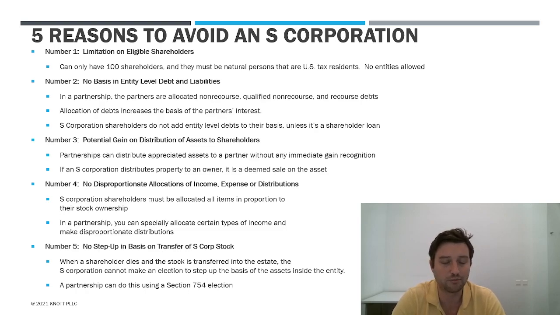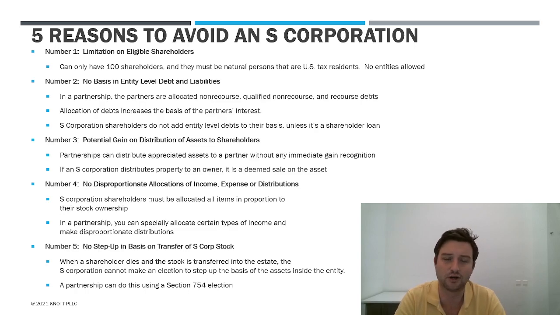Okay, so in a partnership context, if you have property, let's say a piece of real estate, and it's appreciated in value, you can actually transfer that property out, so distribute it out to an owner, and there's no gain or loss recognition immediately on the event. It's a non-taxable event for the most part. Now that's important because if you're just moving property from an entity to yourself, you don't want to record any kind of phantom gain, you still own it. In an S Corp, you're not afforded that luxury.